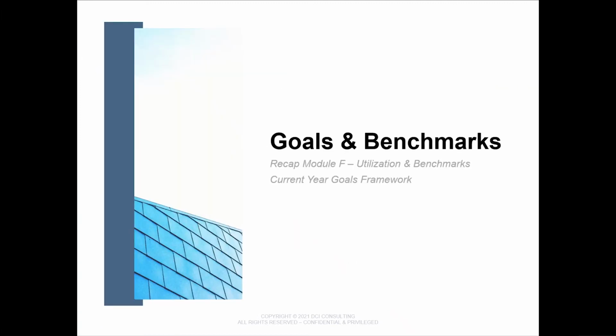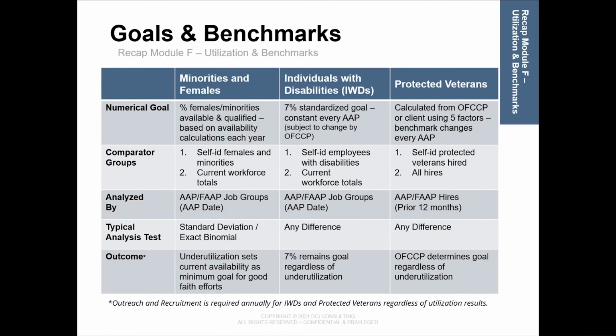So let's begin. The first is goals and benchmarks. We're going to recap Module F and then we're going to move into the current year goal framework. In Module F, you learned about the utilization and benchmarks, the 4 protected groups that each have their own goal and benchmark: minorities and females, individuals with disabilities, and then the 4th is protected veterans. This table is a great high-level overview of what was included in that module.